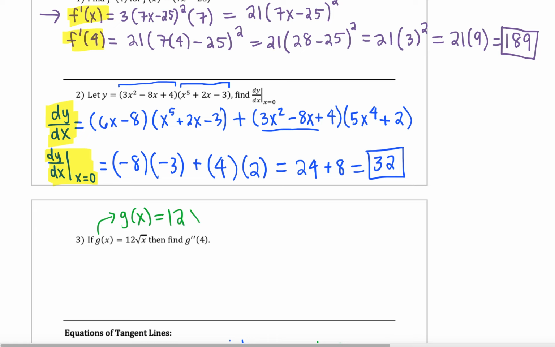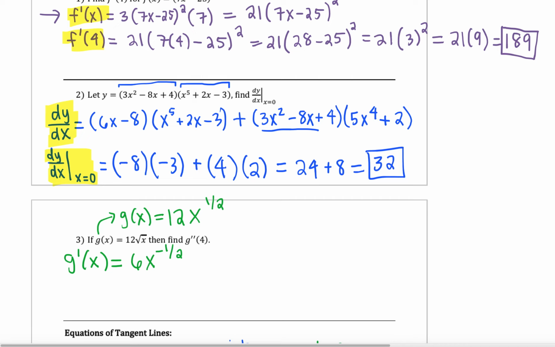We know that the square root is the same thing as the 1/2 power, so we can rewrite that as 12x to the 1/2. Let's start by finding our first derivative. I'm going to let you guys find the first derivative on your own, and then we'll check it together. So here, using the power rule, the 1/2 would come down. 12 times 1/2 would give us 6. We'd get x to then the negative 1/2 by subtracting off 1 from that exponent.